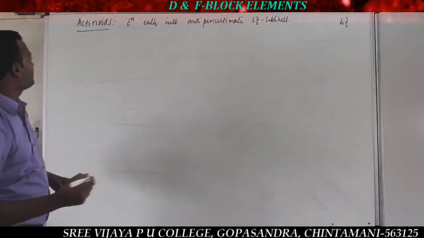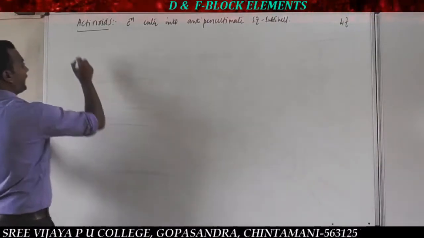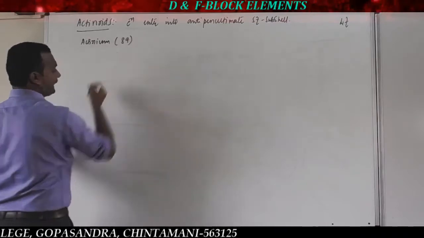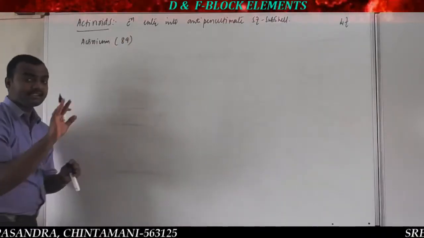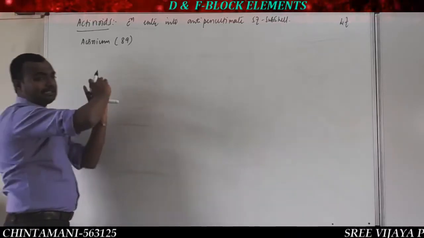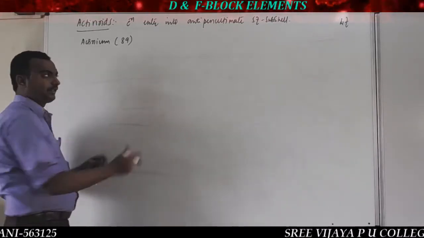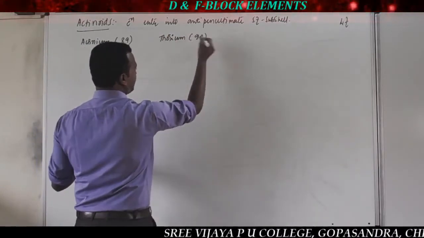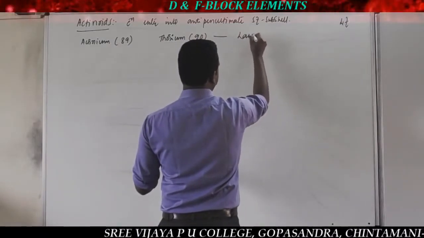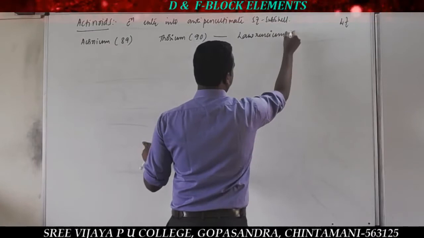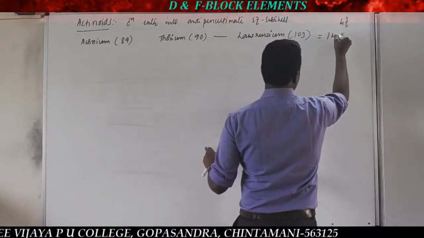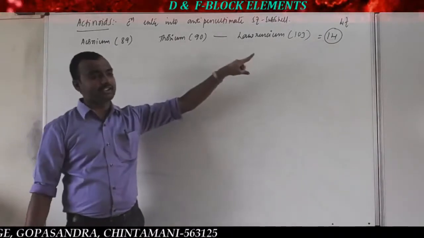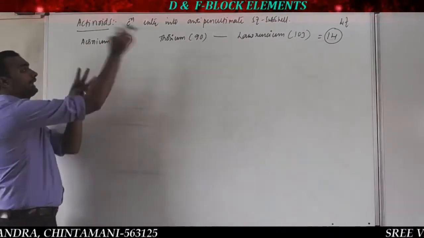So actually, actinium has the atomic number 89. This is not an f-block element, it is actually a d-block element. After actinium come 14 elements, from thorium, atomic number 90, to lawrencium, that is 103. The total number of elements is 14 again. So why are they called actinides? The elements thorium to lawrencium, 14 elements, are actinides because they appear after actinium.